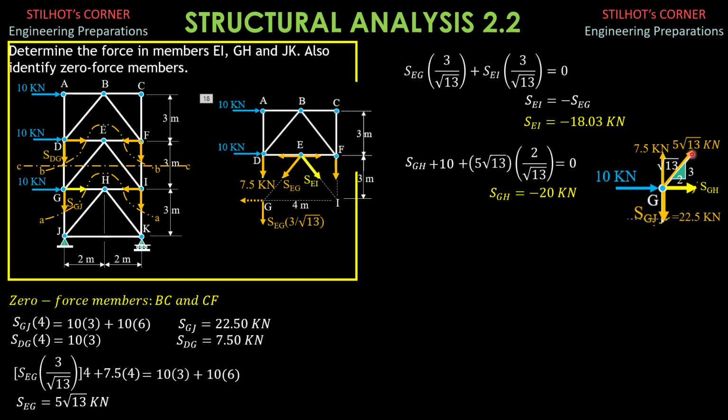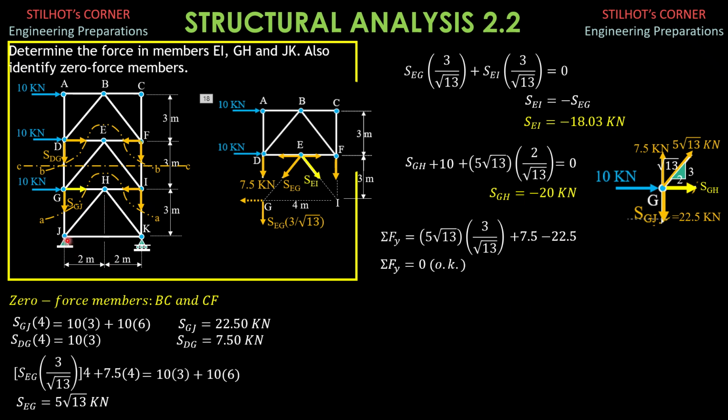vertical, so that these forces are involved, the calculated values here. So summation forces Y equals 0. Then we have 5 square root of 13 times 3 over square root of 13, the vertical component of SEG, plus 7.5, then minus 22.5. So 5 times 3 is 15, plus 7.5 is 22.5, minus 22.5. So summation forces Y is indeed 0. So that means we are sure that these answers are correct.